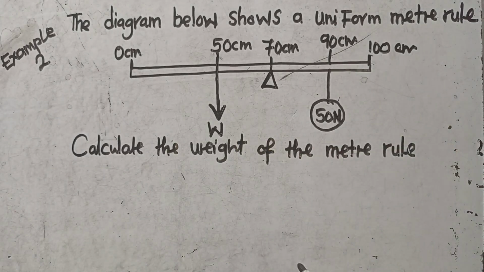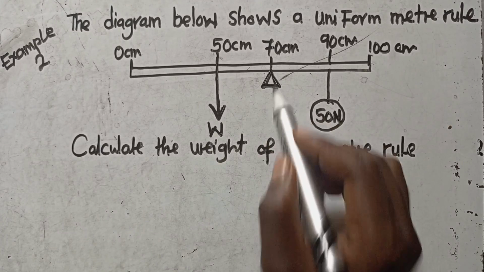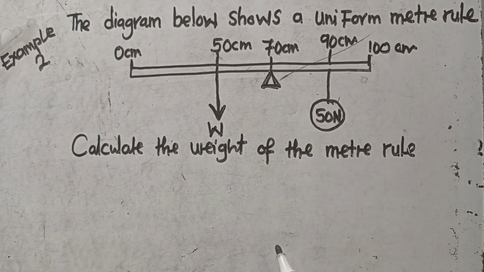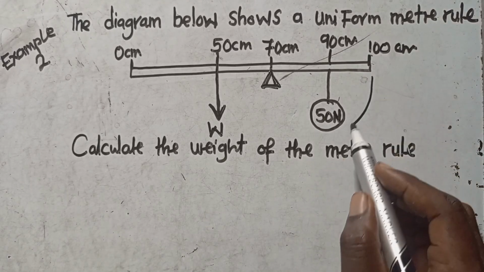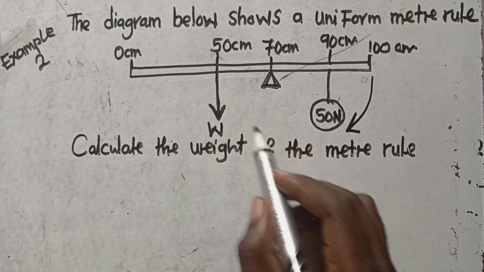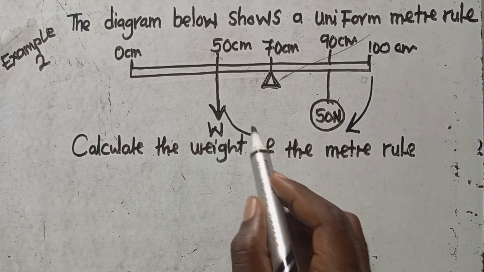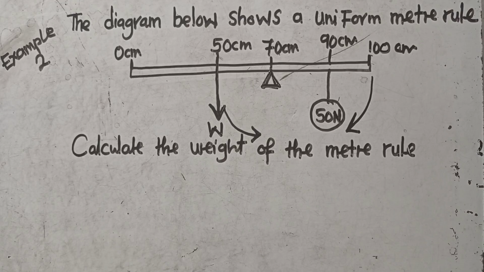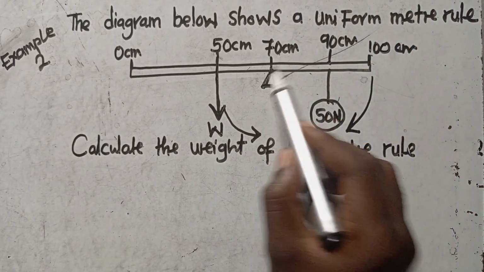How can we answer this particular question? Since the pivot is here, I'm going to use the principle of moments. This one that is here is in the clockwise direction. It is going like this. This one is anti-clockwise. A clock moves like this, so this one is going in that direction, which is anti-clockwise. I want you to understand the calculations that I'm doing here. This one from here to the pivot, have you seen?